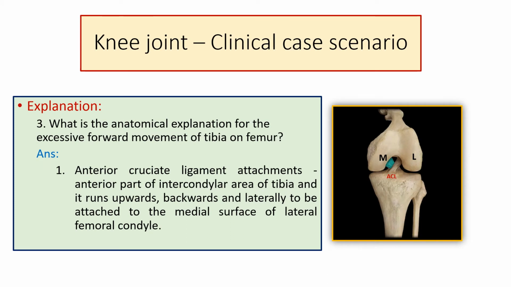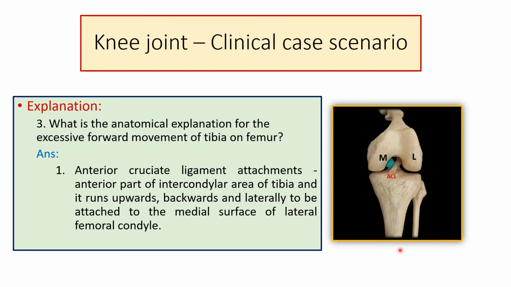Now let us discuss the anatomical explanation for the excessive forward movement of tibia on femur. In this picture, you can see the lower end of femur, the upper end of tibia, and the anterior cruciate ligament. This is the anterior cruciate ligament, and behind it you are seeing the posterior cruciate ligament. They are called cruciate ligaments because they are crossing one another like the letter X.